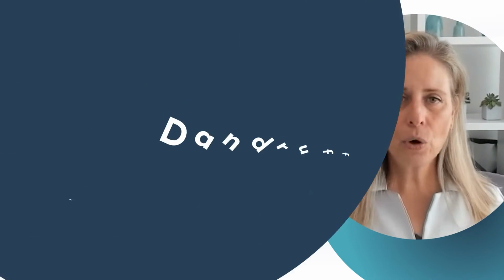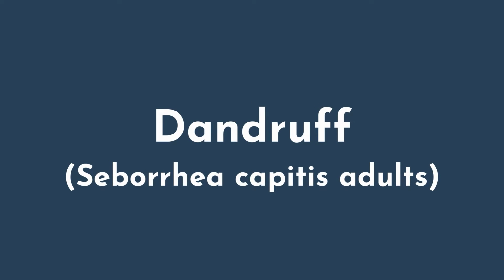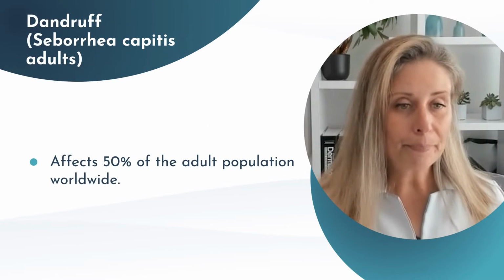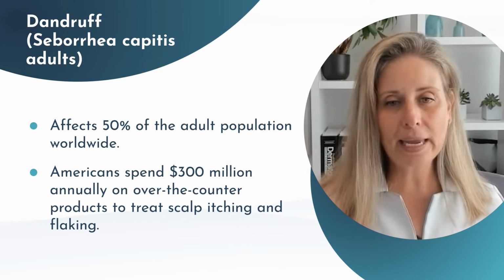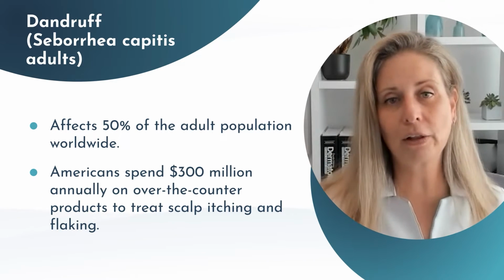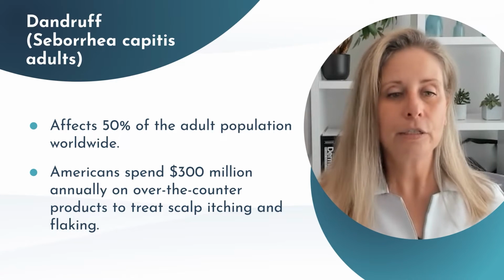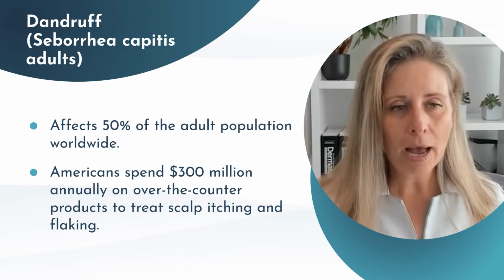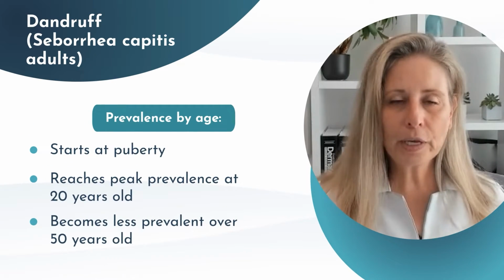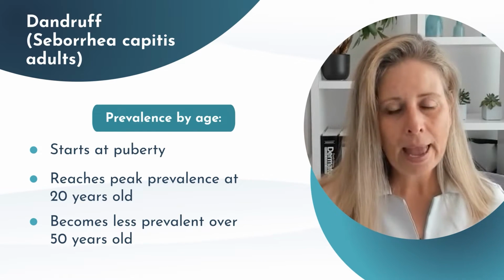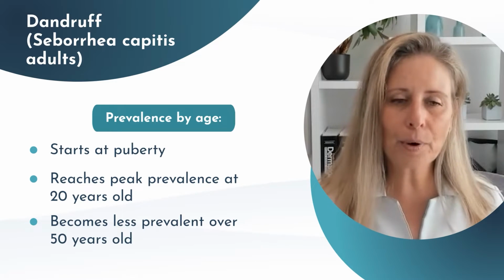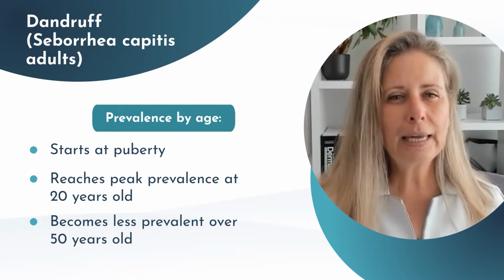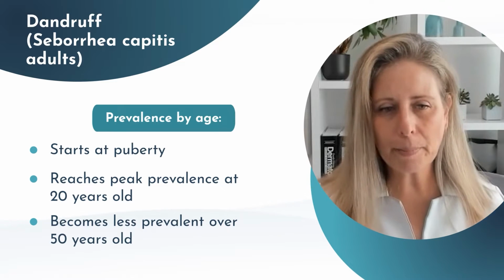So let's talk about dandruff, and the technical term is seborrheic capitis in adults. Dandruff is a big problem. It affects 50% of the adult population worldwide at some point, and Americans spend $300 million annually on over-the-counter products to treat scalp itching and flaking. Prevalence by age, it would start at around puberty. And then the prevalence peaks around 20 years of age, and then it becomes less prevalent over 50 years of age. And again, we tend to not be producing as much sebum as we age.